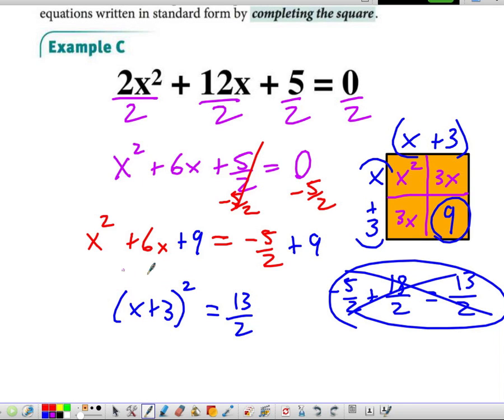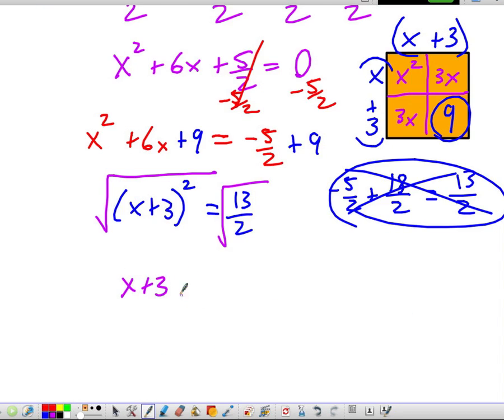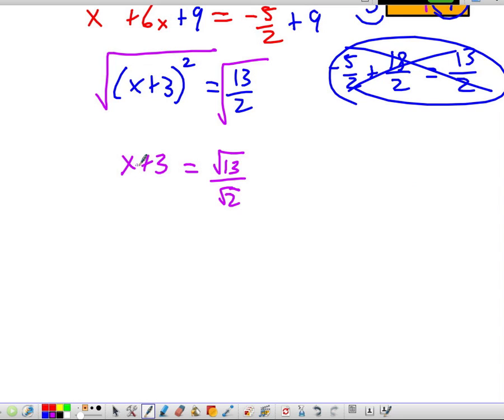Now I can go ahead and take the square root of each side. And so what we have is x plus 3 is equal to the square root of 13 over the square root of 2. Again, since I'm taking the square root of a fraction, I can take the square root of the numerator and the denominator. Just one thing I need to do to solve for x is basically subtract 3 from both sides. And so I get x is equal to the square root of 13 plus or minus over the square root of 2 minus 3.